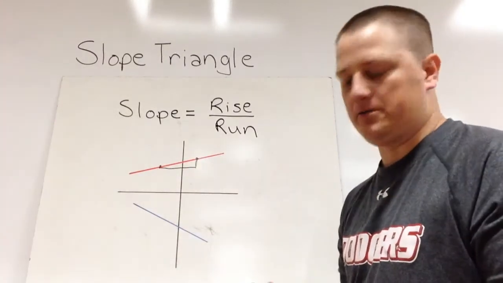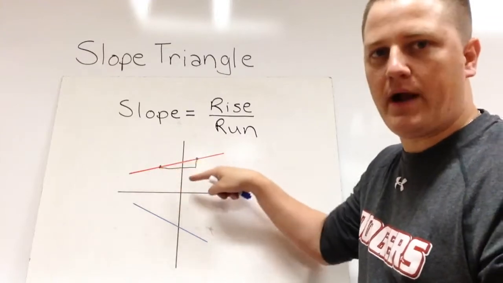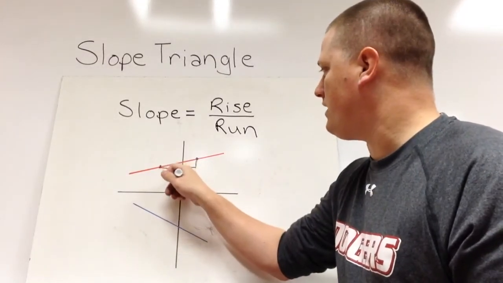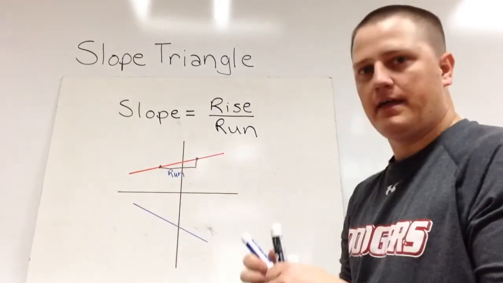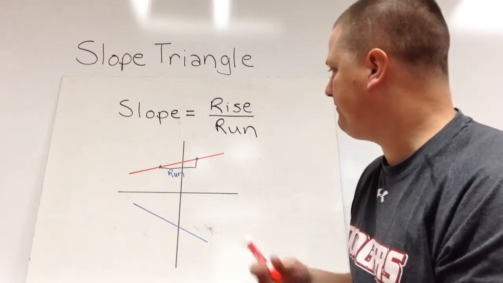And from those 2 points, we create a right triangle. The bottom of the right triangle, or the left to right, is known as our run. The up and down of the triangle is known as our rise.